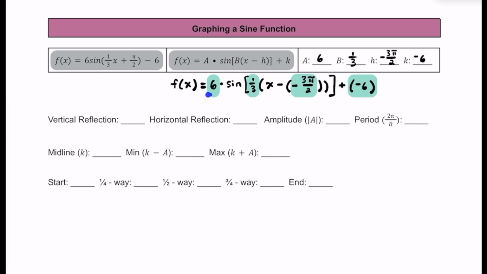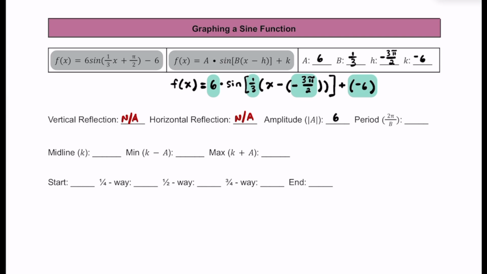Now that we've identified our a, our b, our h, and our k values, we can go ahead and figure out a lot more about this sine function graph. Now because a is a positive value here, we're not going to have a vertical reflection. And in terms of a horizontal reflection, our b value is positive here, so we're also not going to have a horizontal reflection, so we don't have to worry about those. Now for the amplitude, that's going to be the absolute value of a. Notice how a is positive 6, so the absolute value of positive 6 is just going to stay as positive 6.